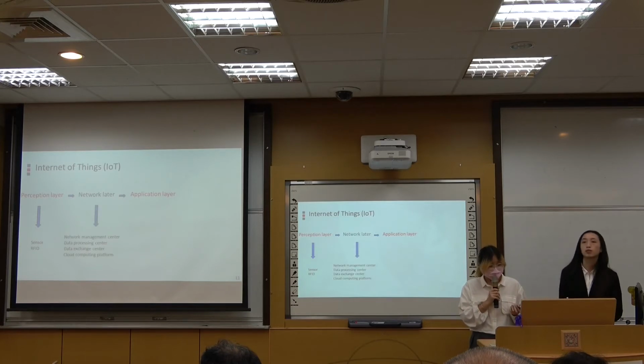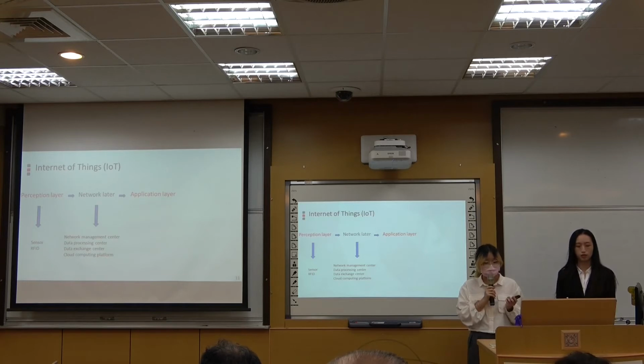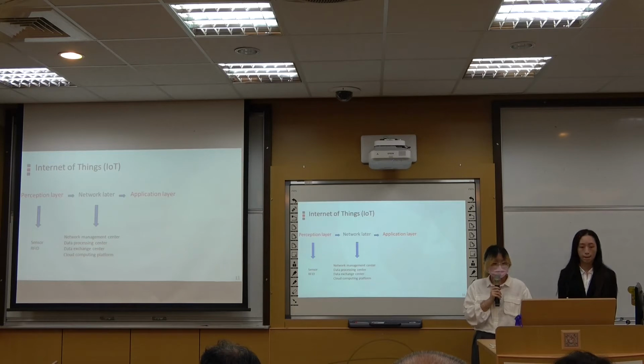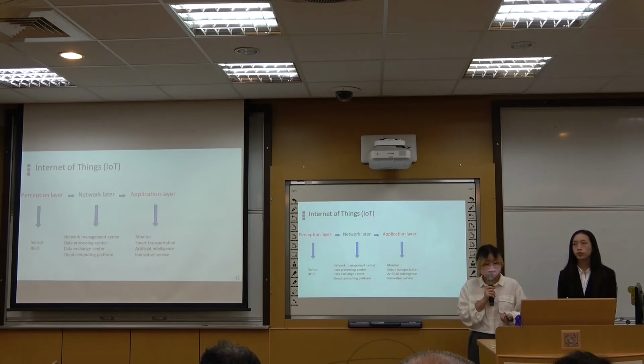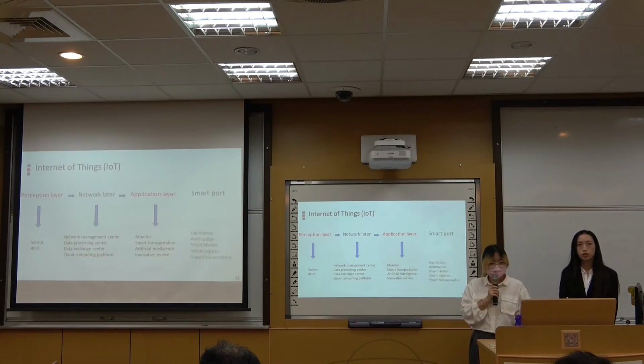And the network layer is mostly a TCP/IP network or a mobile communication network, which transmits the sensing information to the application system of the application layer. And the application layer is a link that actually implements its related application service through the IoT technology in reality. And these are some applications of smart port using IoT.